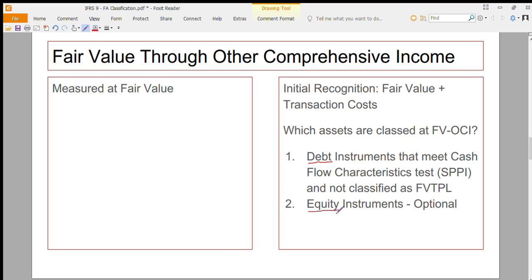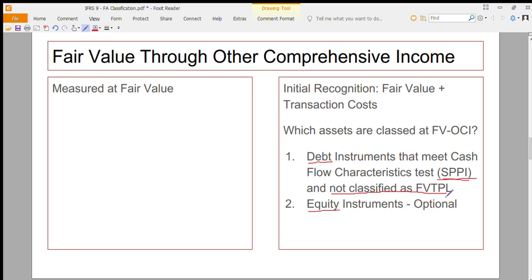So for a debt instrument to be classified under this category, it has to satisfy two conditions. One, it should pass the SPPI test. That is, the repayment or the cash flows should be solely payment of principal and interest. And the second condition is simple, it should not be classified under category 3, that is fair value through profit or loss.